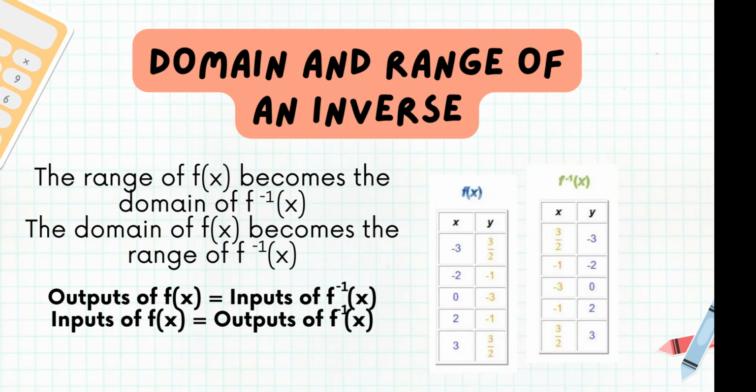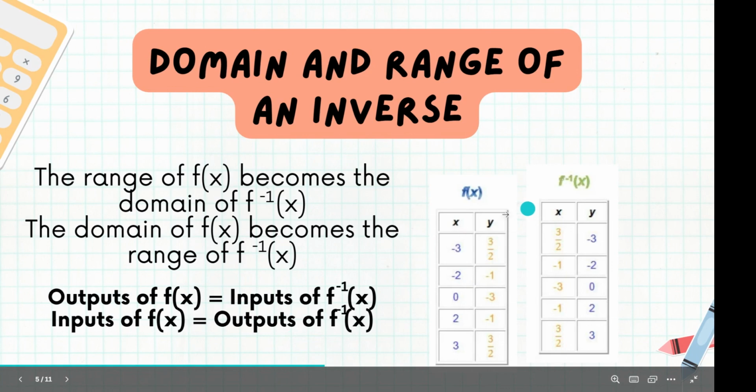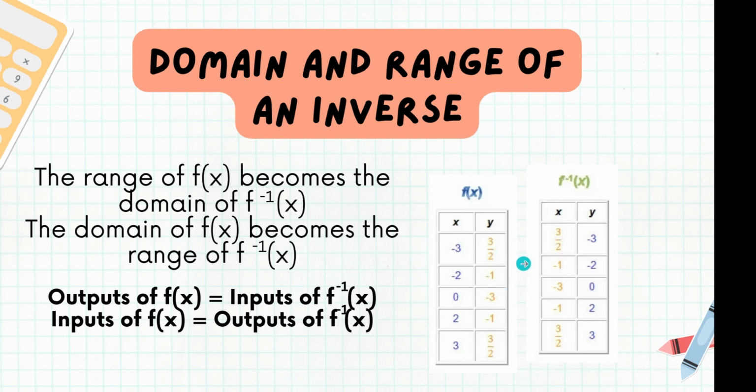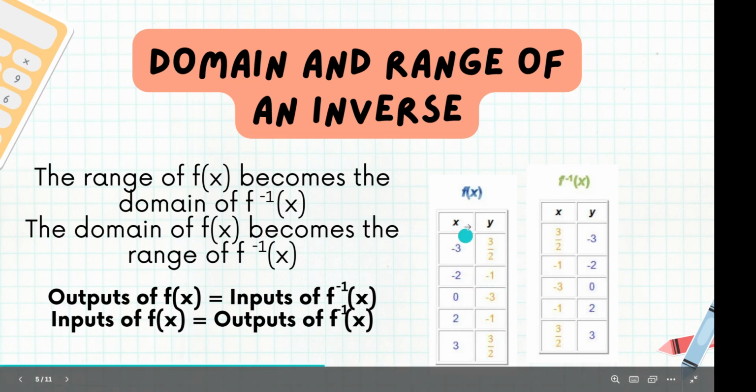The domain and range of an inverse. The range of f of x becomes the domain of its inverse, and the domain of f of x becomes the range of its inverse. Because, again, the outputs become the inputs, and the inputs become the outputs. It's seen more clearly in these tables right here. The blue numbers, which are the inputs or x values of f of x, become the y values of the inverse, and the y values of f of x become the x values in its inverse.